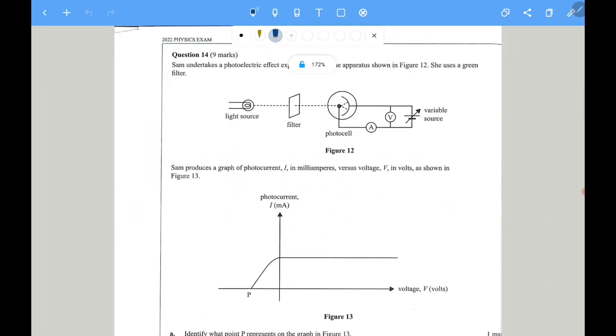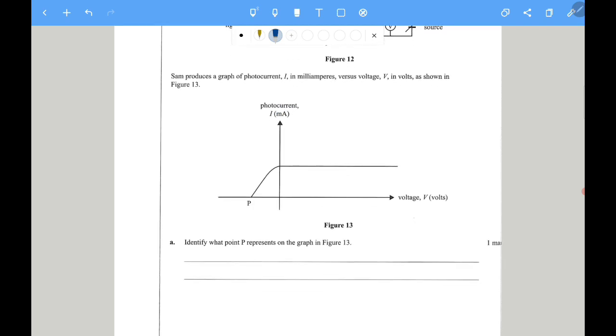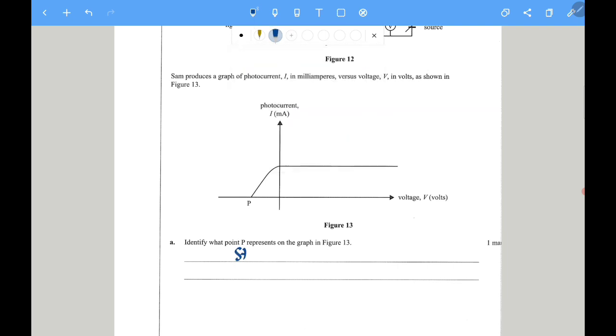So moving on, looking at this photoelectric effect diagram, we are shown a photocurrent voltage graph, knowing that the current is given in milliamps. We have to identify what point P represents. Just identify, so no need for any explanations. That is, of course, our stopping voltage.